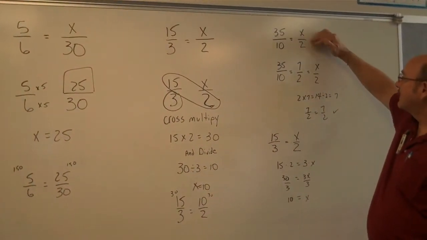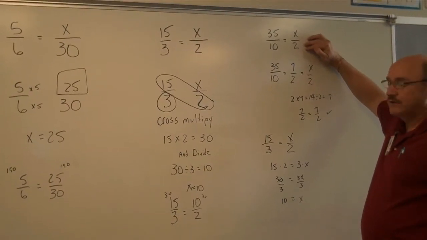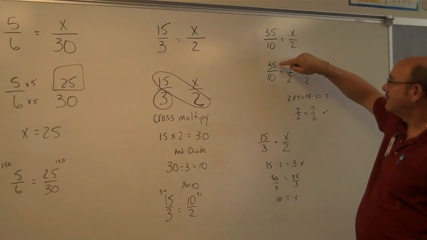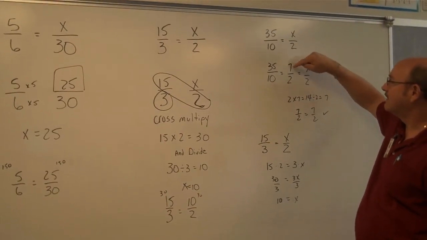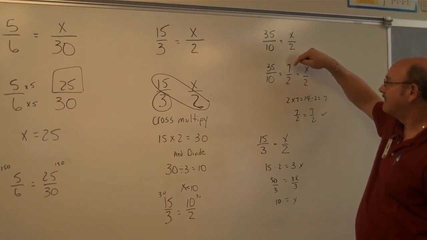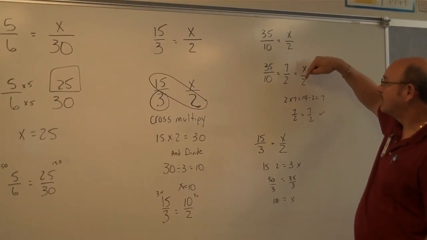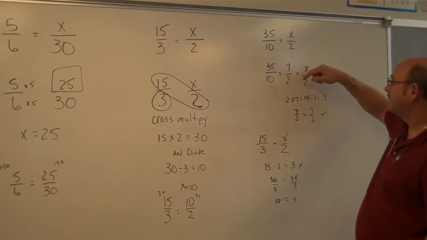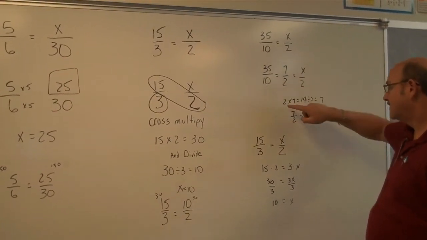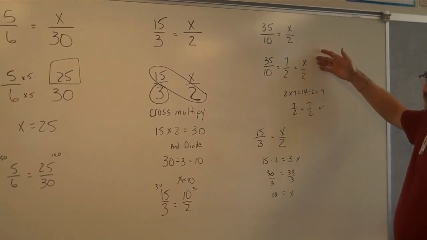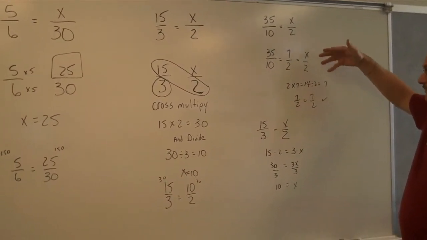35 over 10 equals x over 2. We can also reduce first. Instead of saying 2 times 35 divided by 10, we can say 35 over 10 is the same as 7 over 2. We divide 35 by 5 and 10 by 5, 7 over 2. Makes our numbers smaller to work with. So now 7 times 2 is 14, divided by 2 is 7. 7 over 2 is equal to 7 over 2, of course. It's a proportion. It's equal.